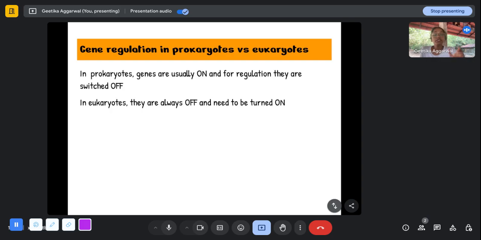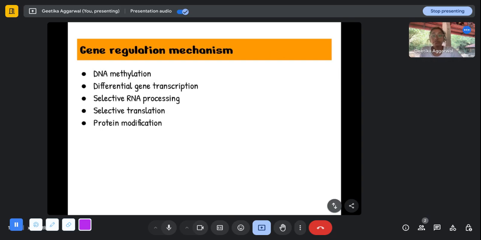In eukaryotes, this is the reverse. Mostly the genes are off, but when you do require them, you turn them on. So eukaryotic cells are not always producing polypeptides, but only when that particular protein or enzyme is required, only then the gene is turned on. Okay, I hope this is clear.